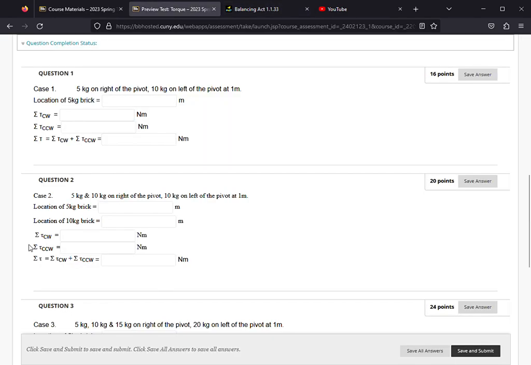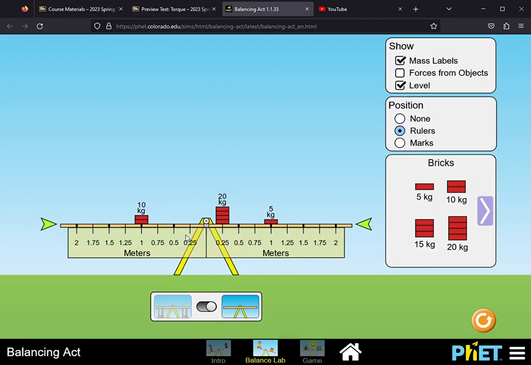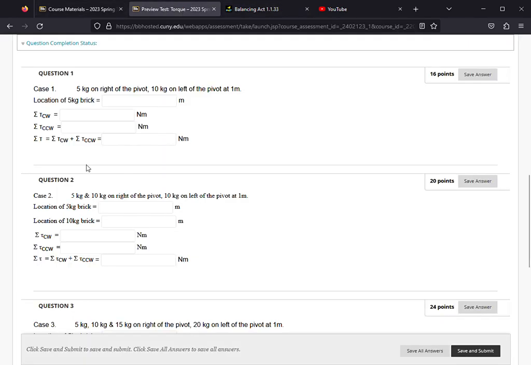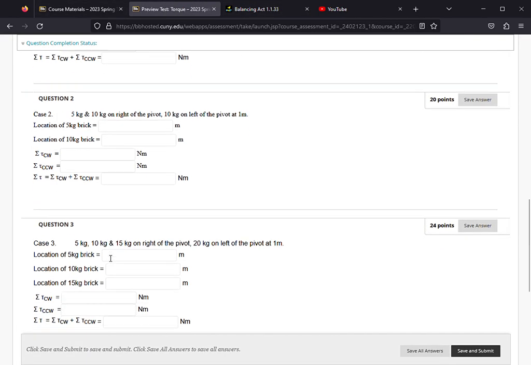So, and then again, you will calculate the torques in clockwise and counterclockwise. In this setting you have 10 kilogram trying to rotate in the counterclockwise, 20 and 5 in the clockwise direction. So the torque from 20 and torque from 5 is going to be added to give you the total clockwise directional torque, as I try to explain in the video, hopefully.